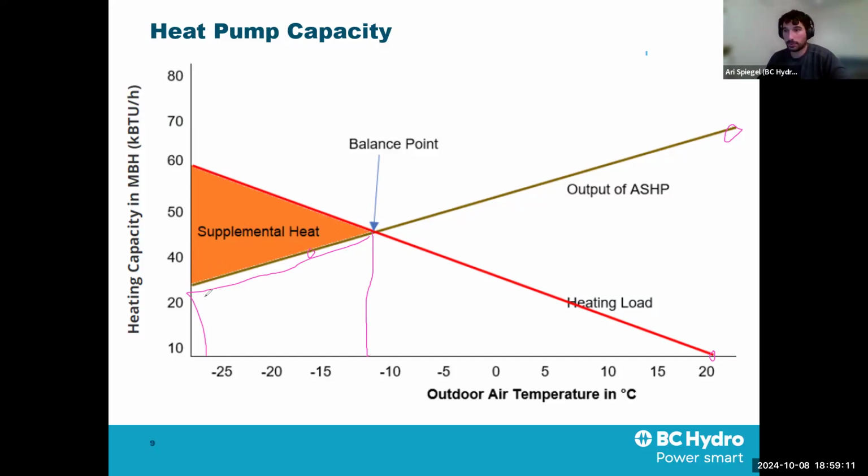And further along in the presentation, I'll talk about different types of supplemental heat between gas and electric. So I just want to pause there. These are important factors to understand, and I want to see if there are any questions.